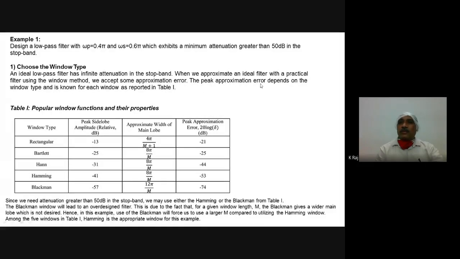Now the peak approximation error depends on the type of the window and is known for each window, as reported in this table here. If we select the rectangular window, then the relative value of peak side lobe amplitude in dB will be minus 13, and the approximate width of the main lobe for this type of window will be 4 pi by M plus 1, and the peak approximation error, that is the 20 log delta in dB, will be equal to minus 21. And for the Bartlett window, the peak side lobe amplitude in dB will be equal to minus 25, and the approximate width of the main lobe will be 8 pi by M, and the approximation error will be minus 25 dB.